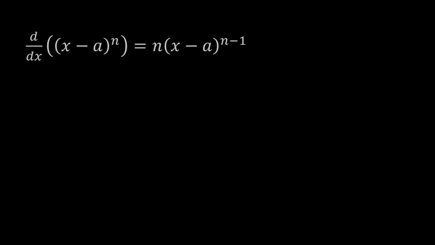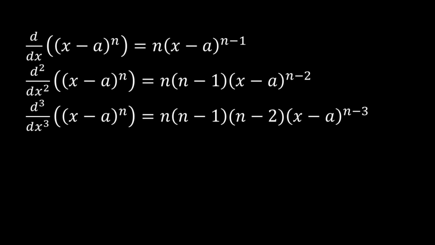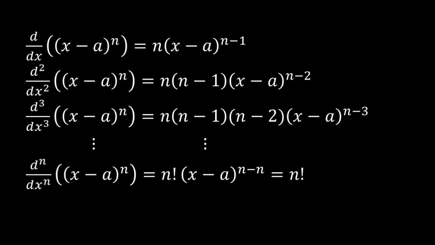What happens when we take the first few derivatives? Well, using the chain rule, we just pull down the power and reduce the power by 1. If we do that again, we get n times n minus 1 times x minus a to the power of n minus 2. And we have a pattern here. If we differentiate this polynomial n times, we just end up with n factorial.